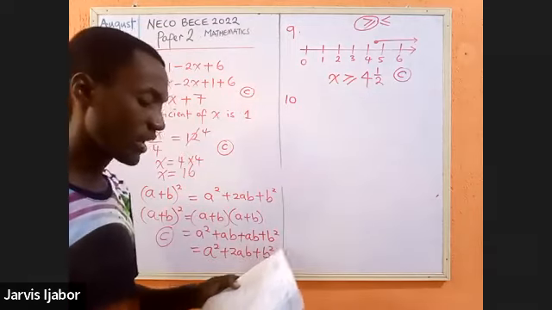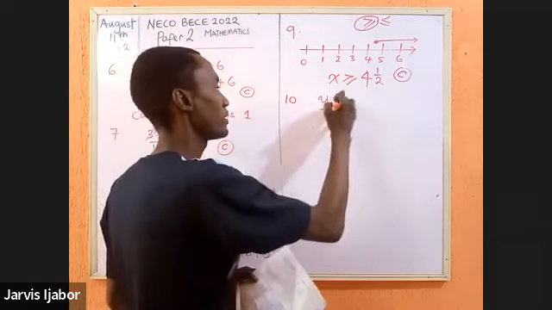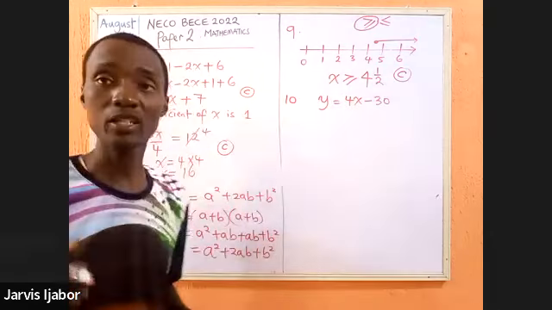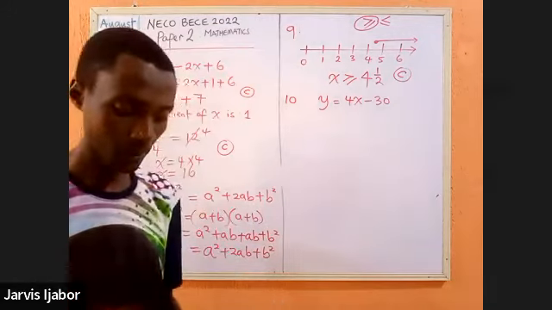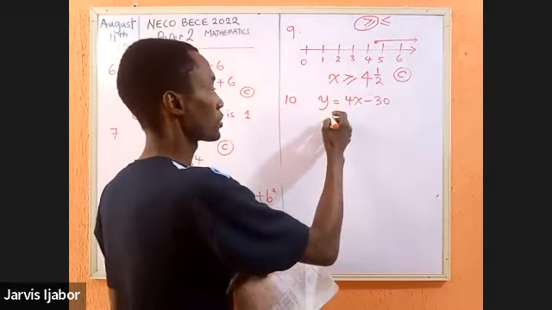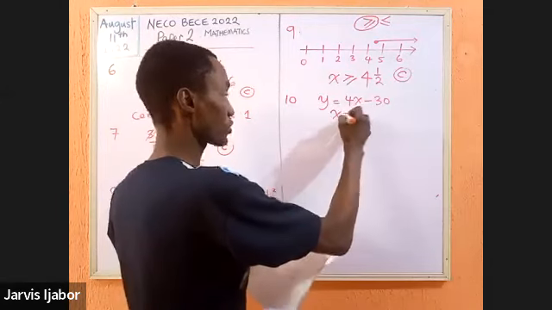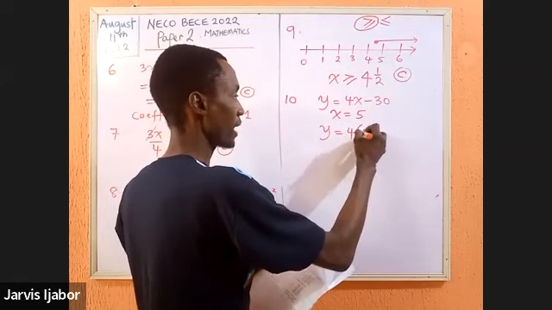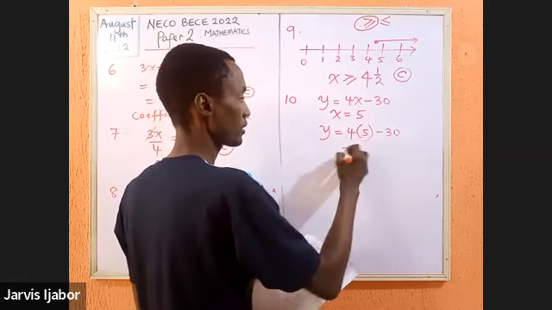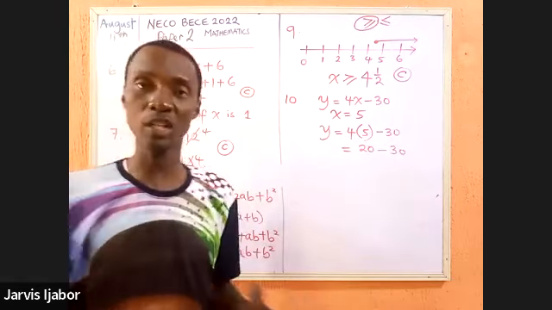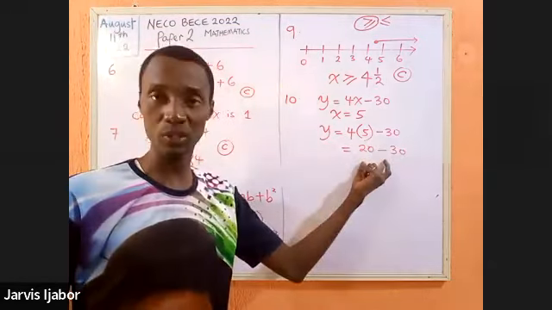Let's look at question number 10. We are told that if y is equal to 4x minus 30, find the value of y. So if x is equal to 5, it means that y will be equal to 4 times 5 minus 30. That will be 20 minus 30. Your knowledge of addition, multiplication and division would need to play out here.